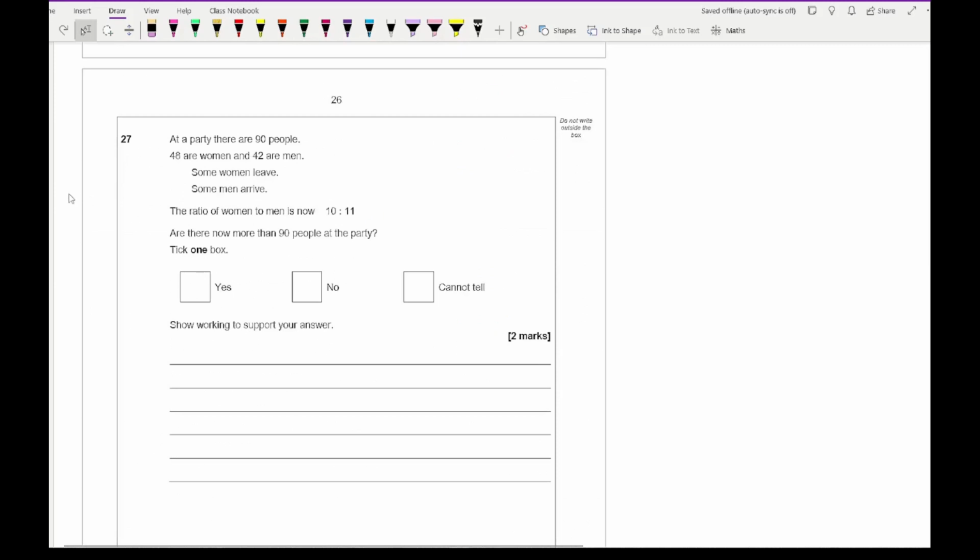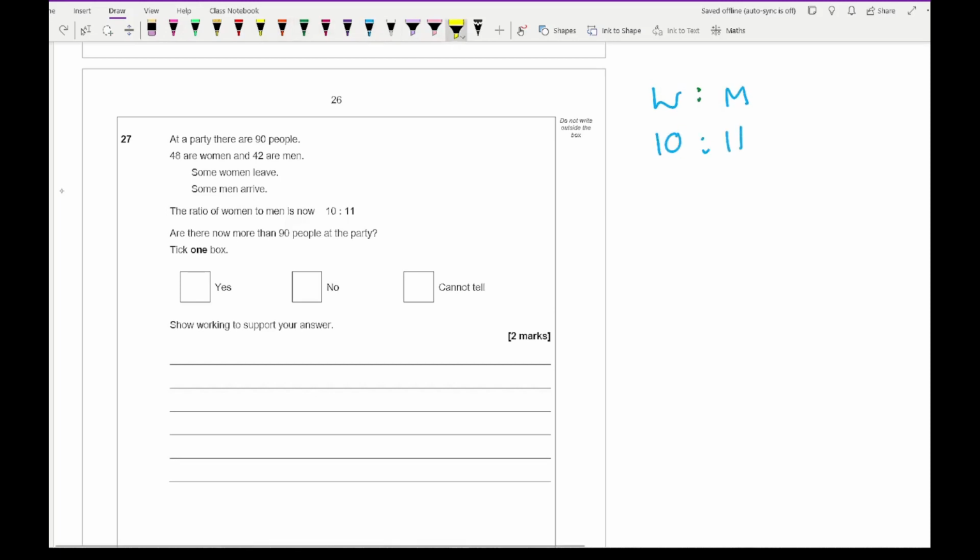Question 27 says, at a party there are 90 people, 48 are women, 42 are men. Some women leave and some men arrive. The ratio of men to women is now 10 to 11. Are there now more than 90 people at the party? Well, let's have a look by writing down the ratio. So we've got women to men, and that's in the ratio of 10 to 11.